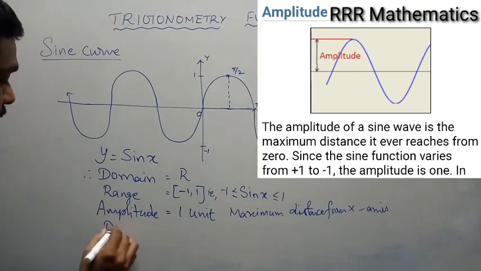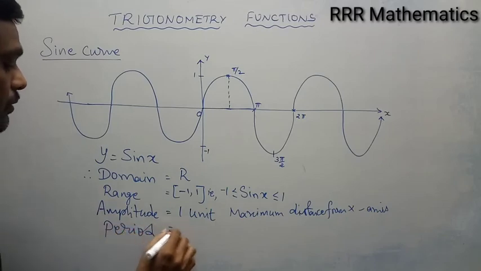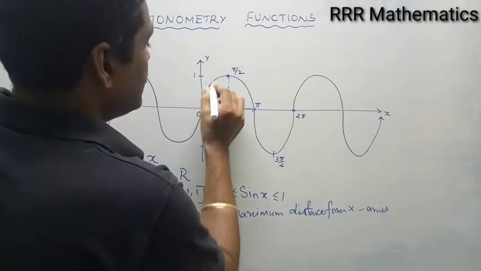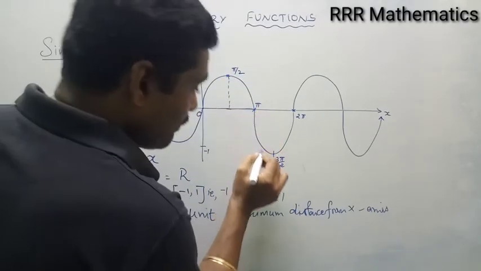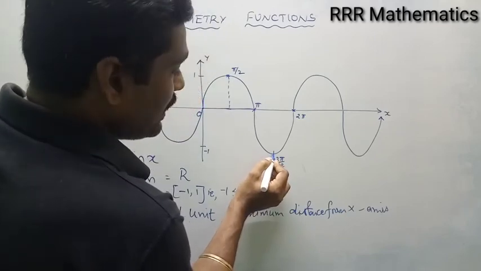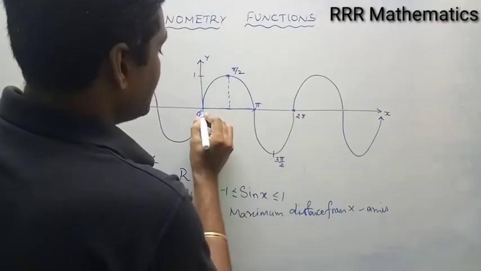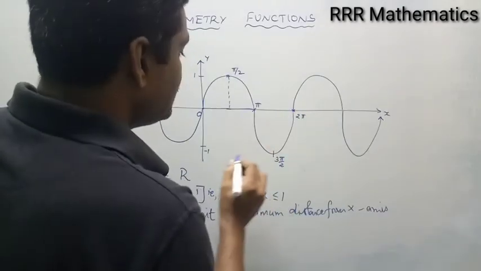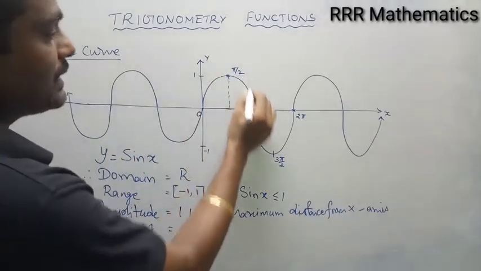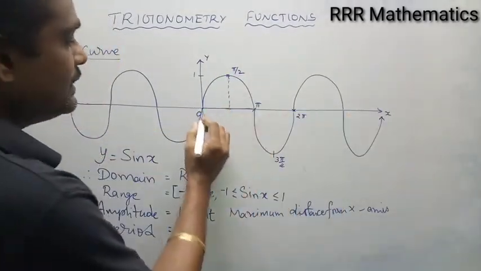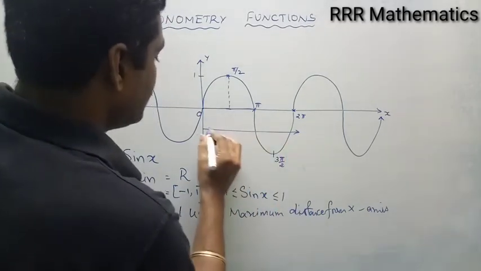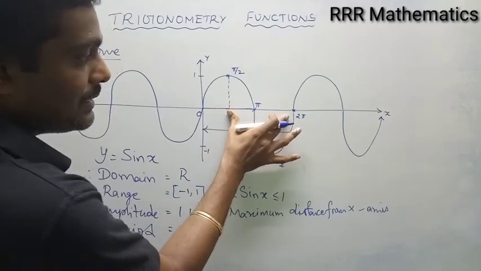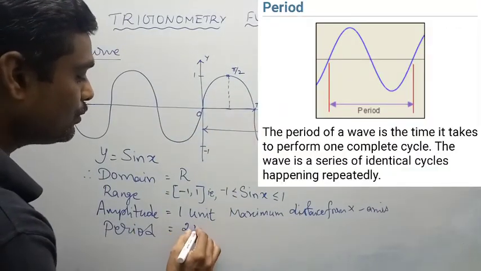Next, period. One complete cycle is a period. It starts at 0 here and goes up to the maximum value, comes down to 0, and further comes down and reaches the minimum value of minus 1, then goes up and reaches the starting point. So this is 0, 90, 180, 270, 360. This is called one cycle, which repeats on either side. This is called a period, 0 to 2 pi. So the length is 2 pi. The period is 2 pi.